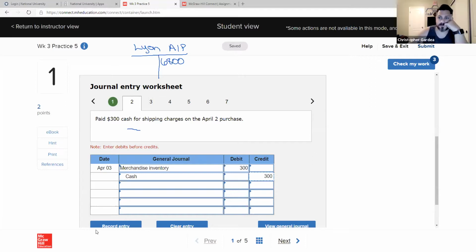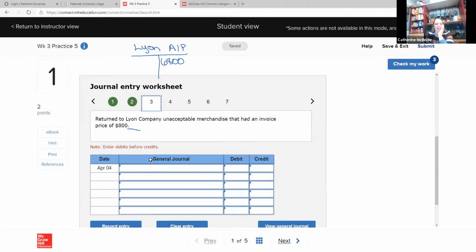All right, so we'll record that entry. Now we've opened the merchandise inventory. The box came in, we opened it up, but we found that some of the merchandise was not okay, wrong order, whatever. So we're going to return it. We're going to return $800 worth of the merchandise back to Lion. So it's exactly what you would think.